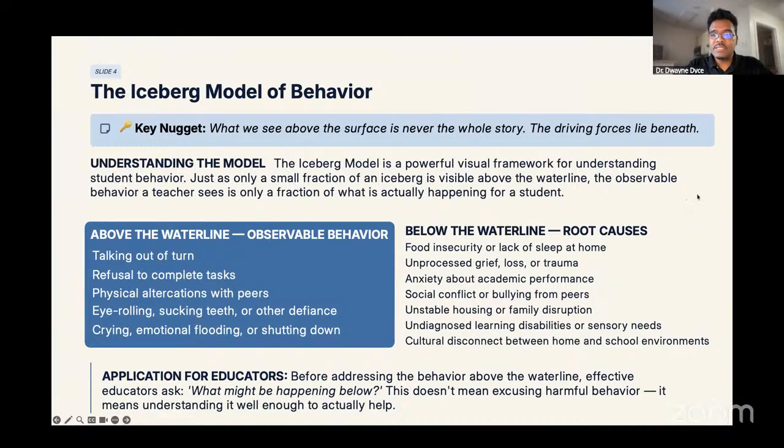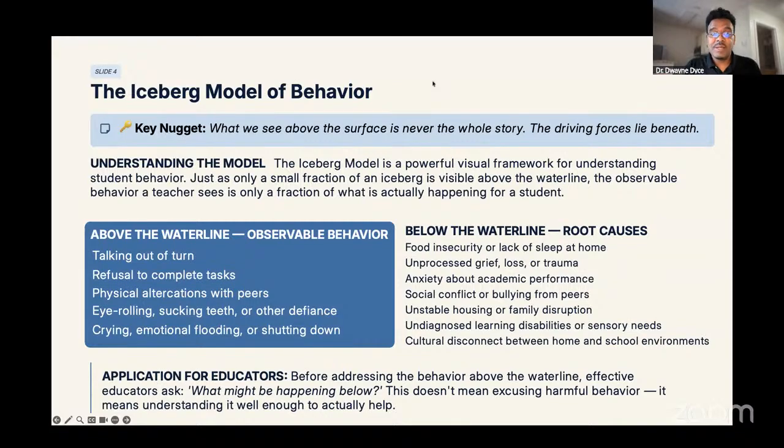Let's talk about something pretty deep here, and we're probably just going to scratch the surface. The iceberg model of behavior. The nugget here is what you see above the surface, and we know this as educators, is never the whole story. This can be applied to culture as well, the culture of behavior. The driving forces lie beneath the behavior, and they're much more than the behavior we're seeing on the surface when students behave a certain way.